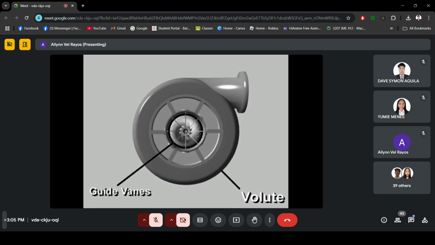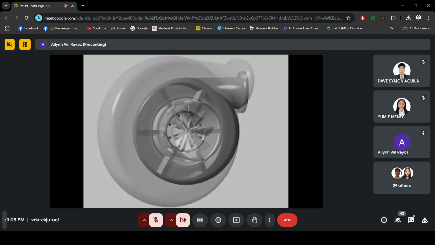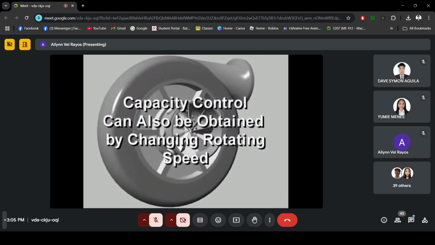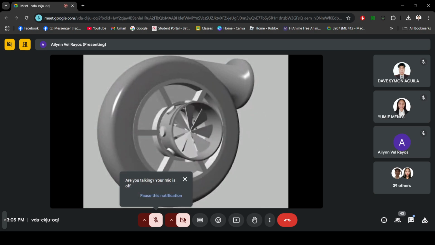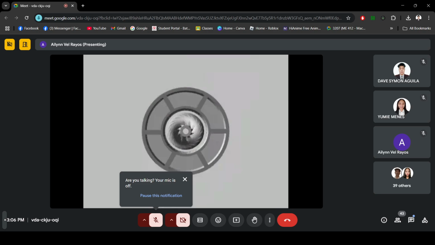These movable vanes are located in the suction opening. With vanes turned fully open, the compressor produces its full cooling capacity. As the vanes are closed, they reduce refrigerant flow through the compressor, reducing the capacity of the refrigeration cycle. In addition, capacity control in a centrifugal compressor can also be obtained by changing the rotating speed. This concludes our segment on the mechanical non-positive displacement vapor compression cycle using a centrifugal compressor.